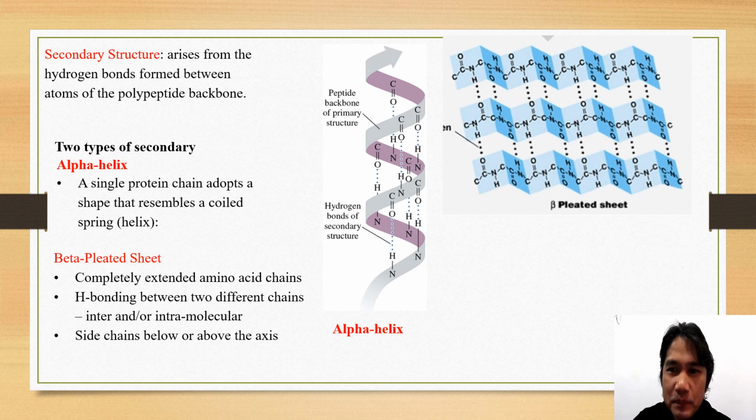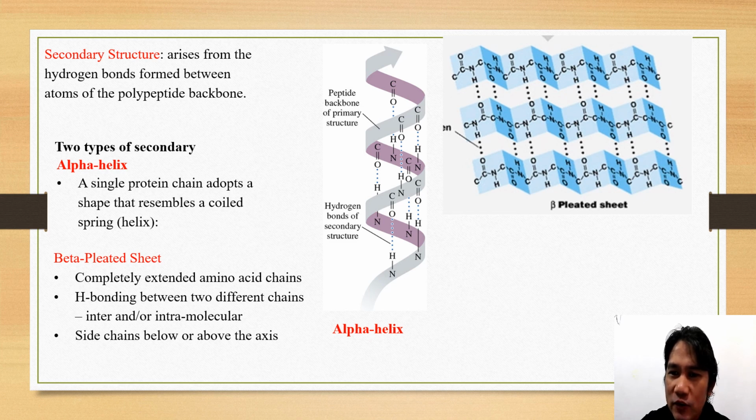The next level, or second level, of protein structure is what we call the secondary structure. It says here that this structure arises from hydrogen bonding between atoms of the polypeptide backbone. So this structure exists because of the hydrogen bonds that are formed between atoms in the polypeptide backbone.